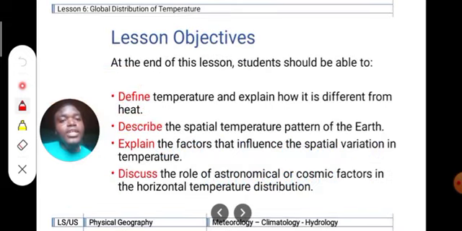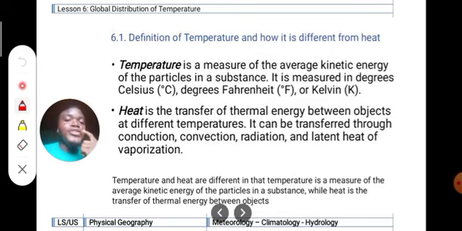hydrology. As far as the lesson objectives are concerned, we are expected to be able to define temperature and explain how temperature is different from heat. We are equally expected to describe the spatial temperature pattern of the Earth's surface, and to explain the factors that are responsible for the spatial variation in temperature. And lastly, by the end of this lesson, you are expected to be able to discuss the role of astronomical factors in the horizontal distribution of temperature.